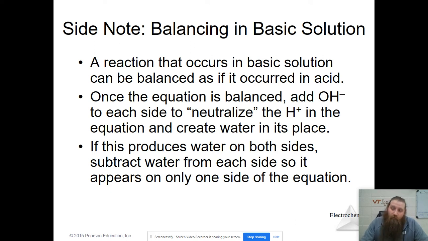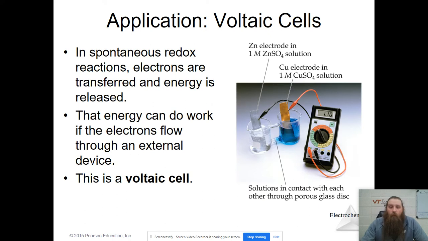And when you subtract it out, you're going to have more water on one side than the other. And so probably on the product side, we're going to have the creation of some water there. So not really anything crazy, just we can do it in an acidic solution, we can also do it in a basic solution, and the rule still applies. All right, so that's all the redox stuff.